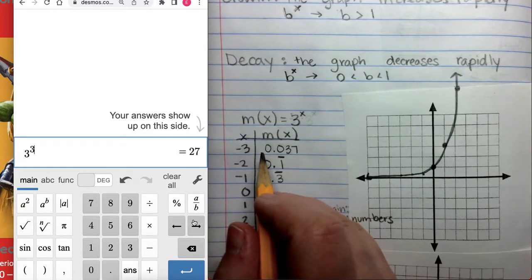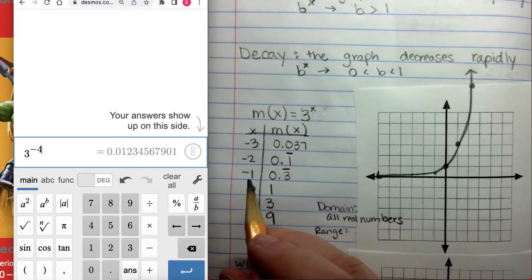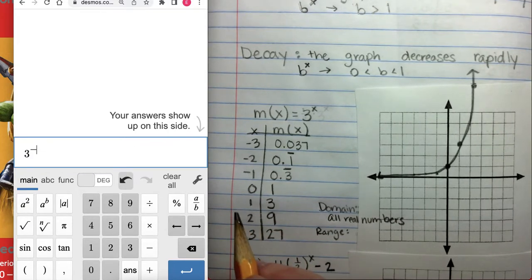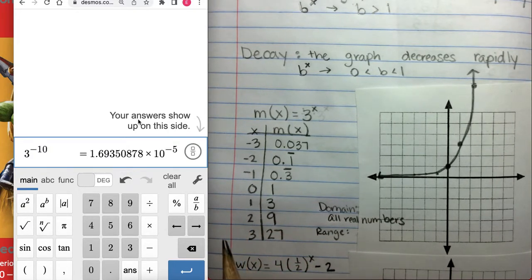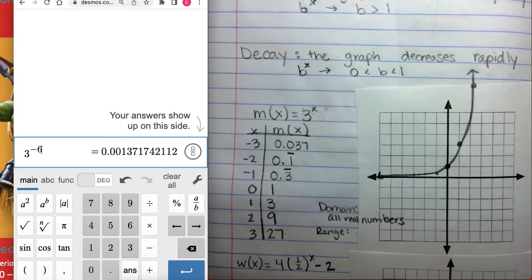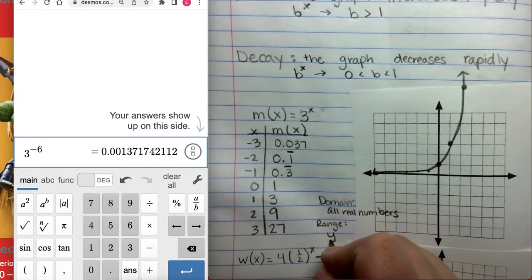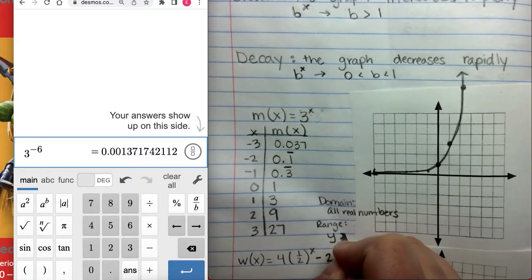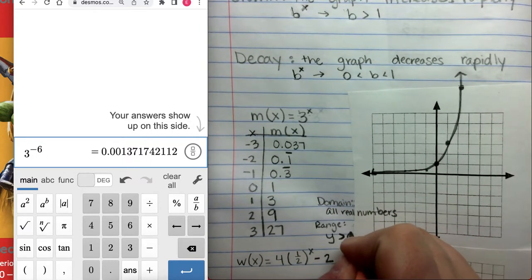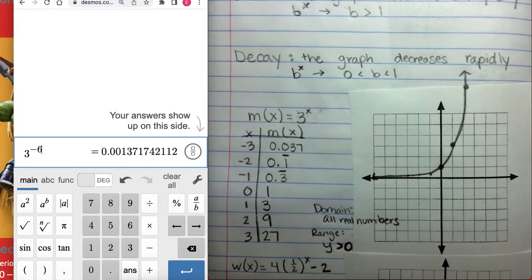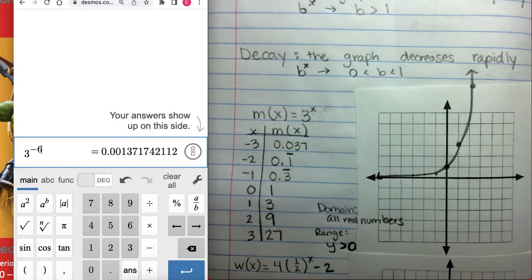If I sneak a -4 in there, okay, if I put -10 in there, again, it's kind of hard to understand, but that's really close to 0, okay? So it's going to keep going down, down, down, closer and closer to 0, but never actually touches 0. So our range is y is bigger than, because it's going above 0. And it doesn't ever touch 0, so we don't do the equal to. It's just y is greater than 0.